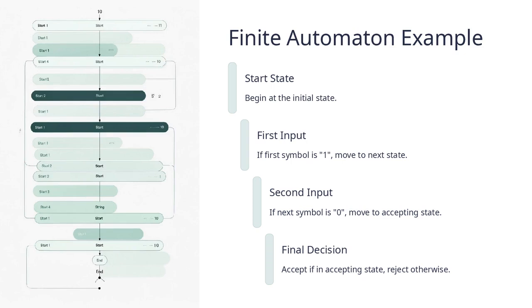Here's how it would work. Start at the first state. If the first symbol is 1, move to the next state. If the next symbol is 0, move to the final state. After that, accept anything, zeros or ones. So what does this machine do? It accepts any string that starts with 10 and rejects the rest.